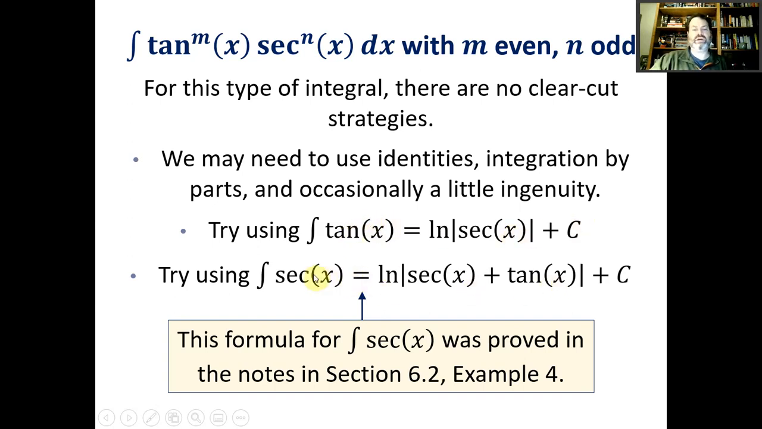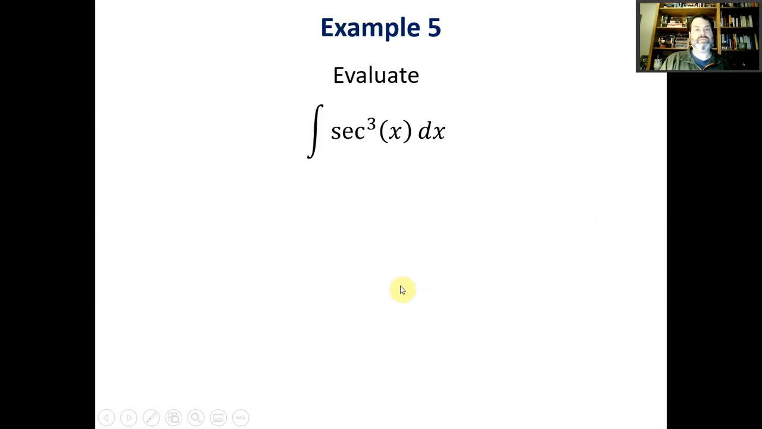But we've seen this integral twice. We saw it once as a derivative. I just showed you as an integral. So hopefully that's nice and locked in. And you're going to be using it a lot. So let's see how we do the integral of secant cubed.